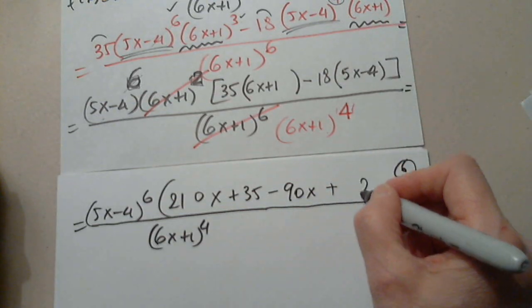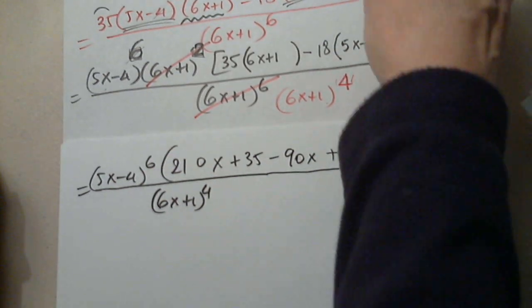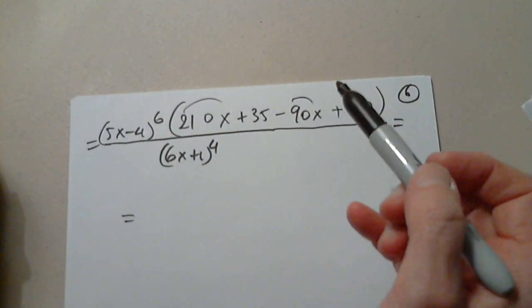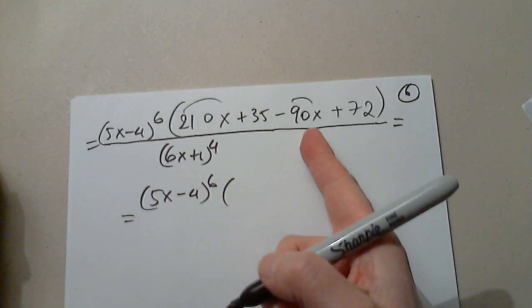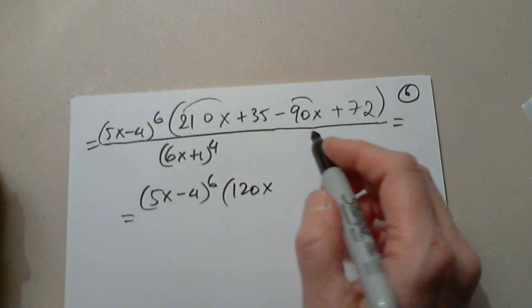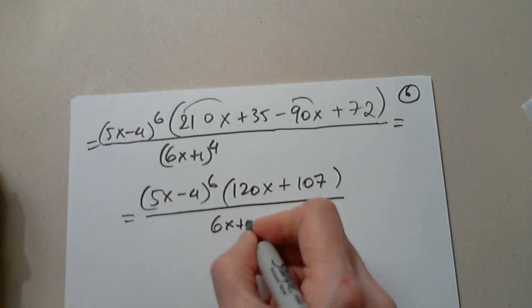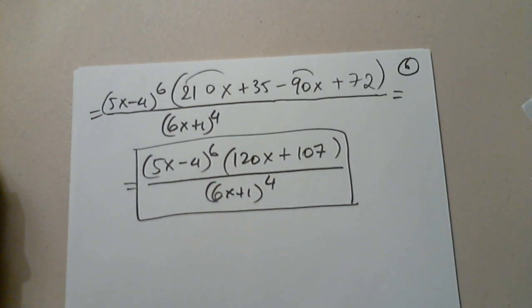Plus 2 and 3, 72. Please correct my numbers if they are not correct. Okay, so then final step, I have to add or subtract these two and add these two, and that's it. 5x minus 4 to the 6th. 210 minus 90, I think I have 120x. Correct my numbers always. And plus 107, I think, over 6x plus 1 to the 4th. And this is done. A lot of work with simplifying these. A lot. Okay, back to Pearson.